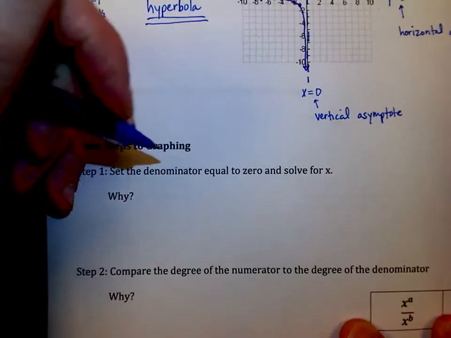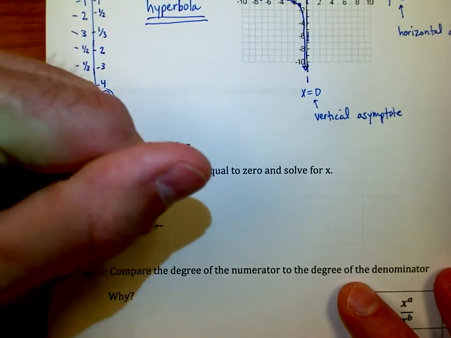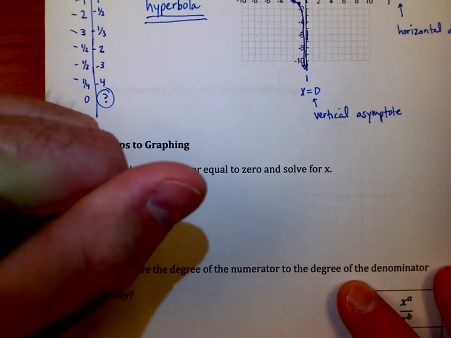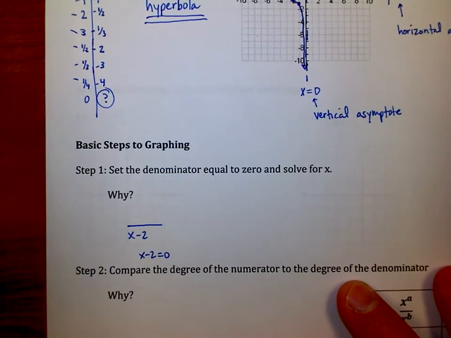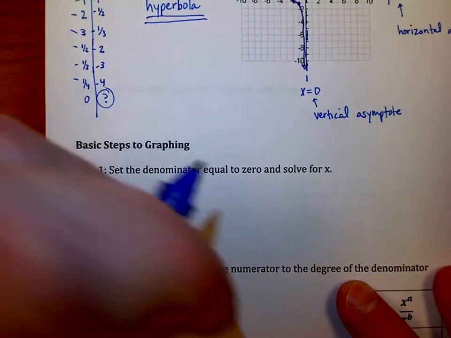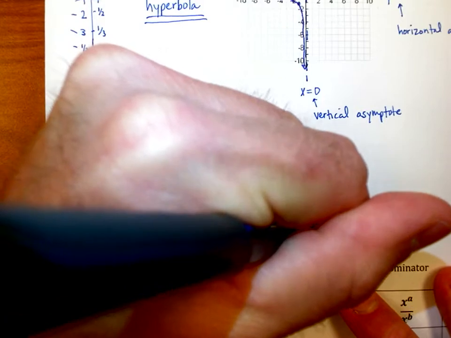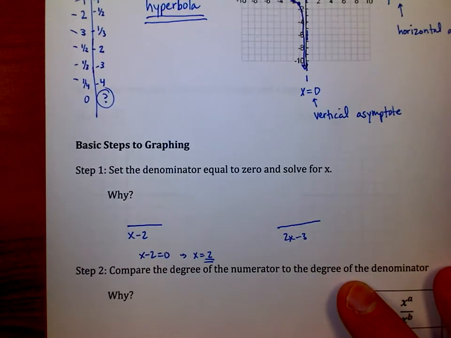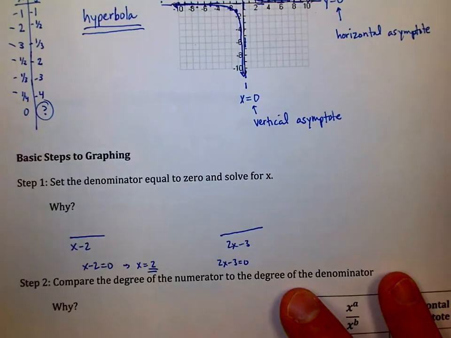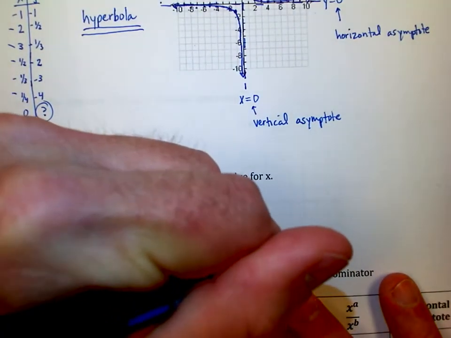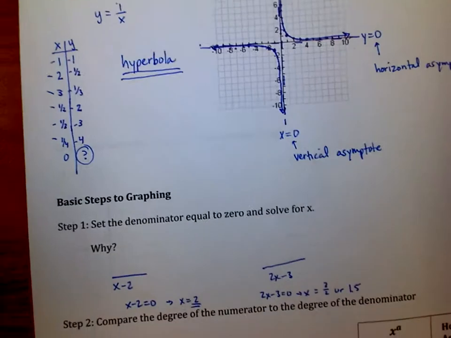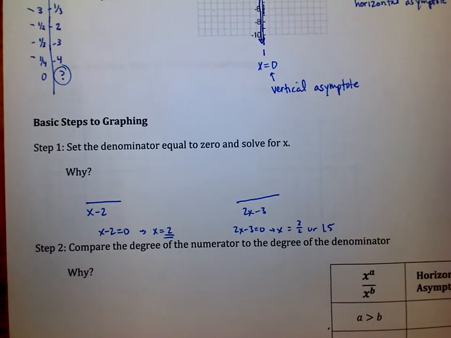If I have something like an x minus 2 on the bottom, I don't care what's on top, then I'm going to set that x minus 2 equal to 0 and solve. That means adding 2 to both sides, so x is equal to 2. Or if I had a 2x minus 3 on the bottom of my fraction, I'm going to set 2x minus 3 equal to 0 and solve for that. In that case, x is equal to 3 halves, or 1.5. You can check my algebra there if you want to.